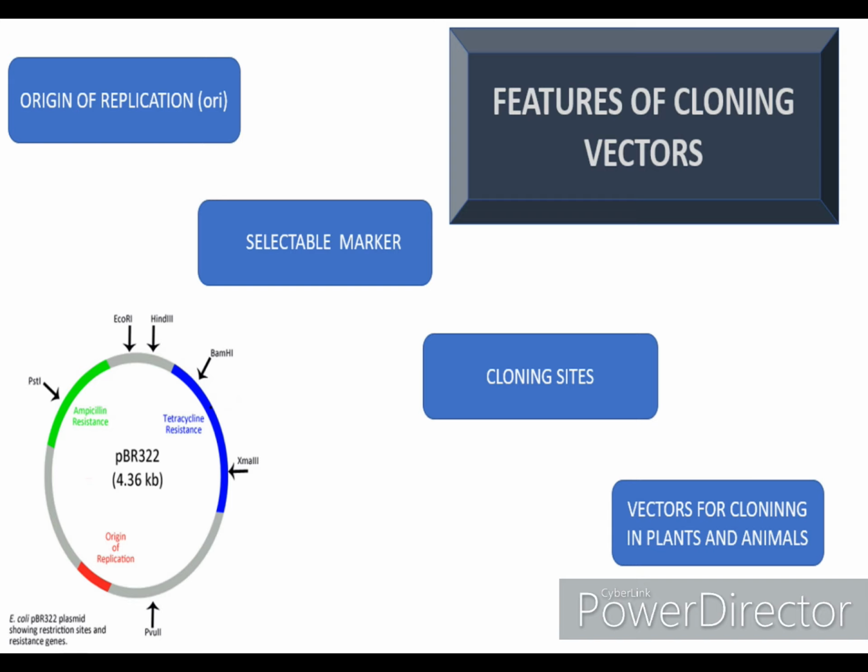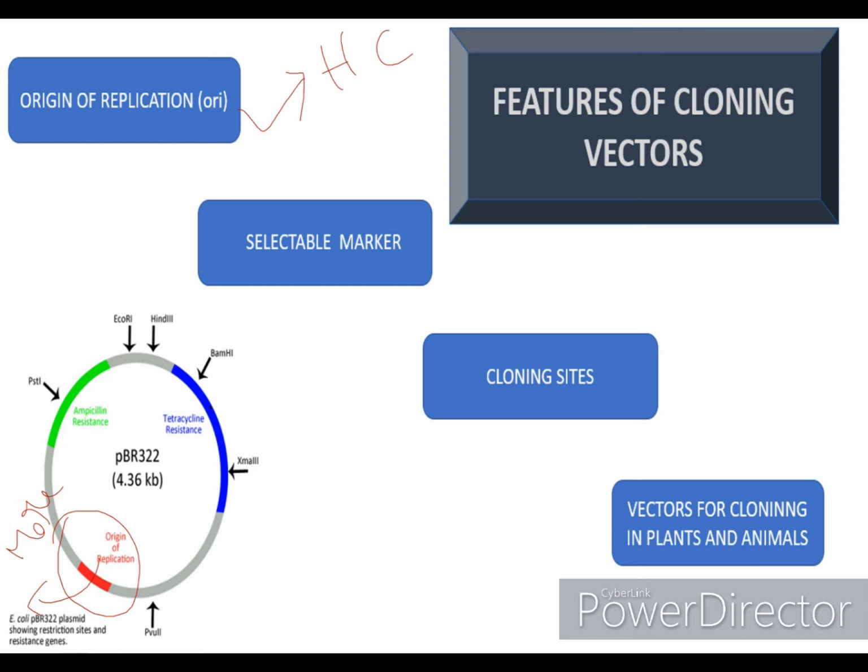And the copy number of plasmid depends upon the origin of replication. See, the origin of replication decides the copy number. If the copy number is more, more copies of our desired gene will be found. If our copy number is less, fewer copies of our desired gene will be found. So we have to select the origin of replication with high copy number. Too much high is also not advisable because after division it will be clumsy. So we have to select the plasmid with medium copy number.